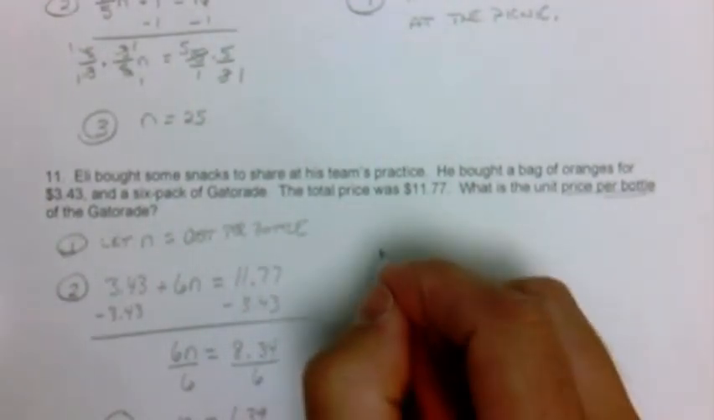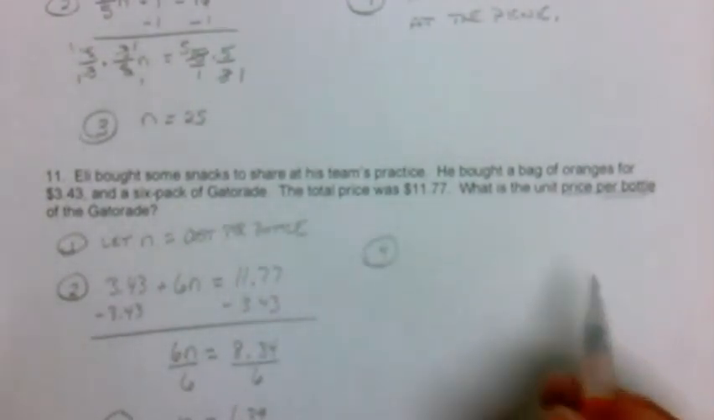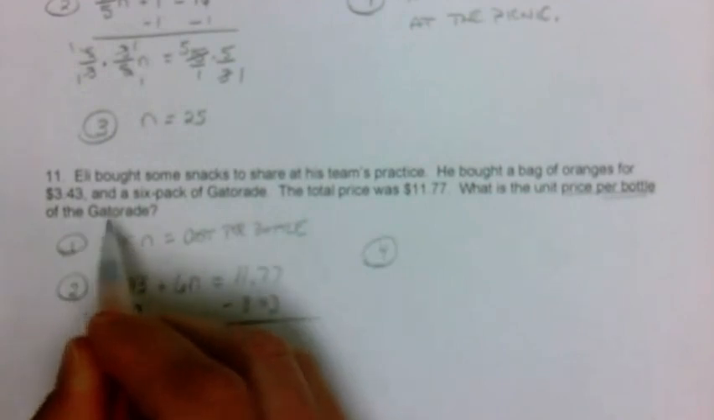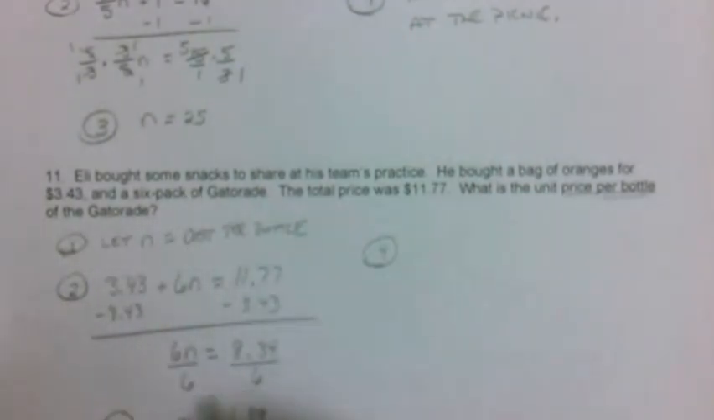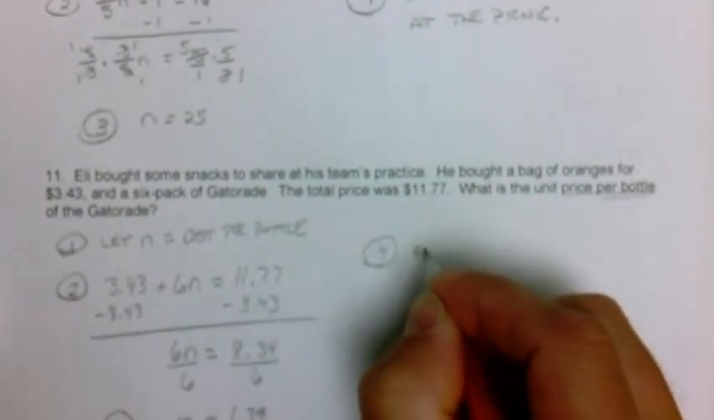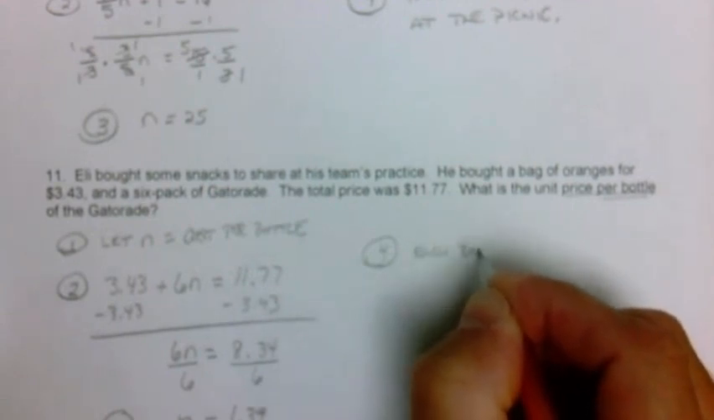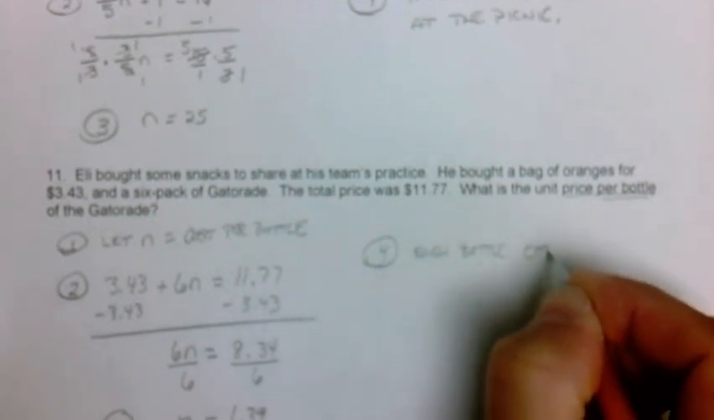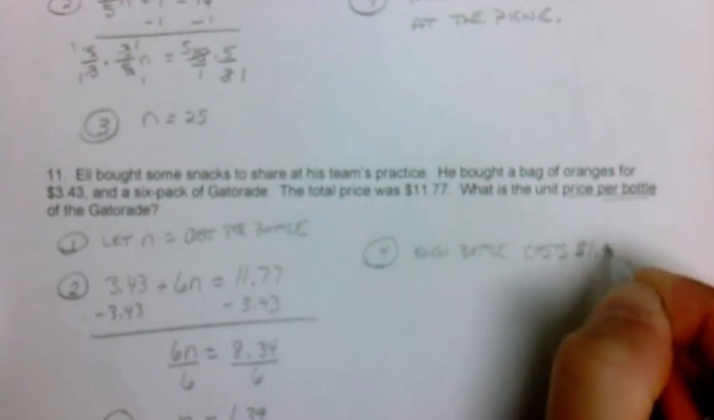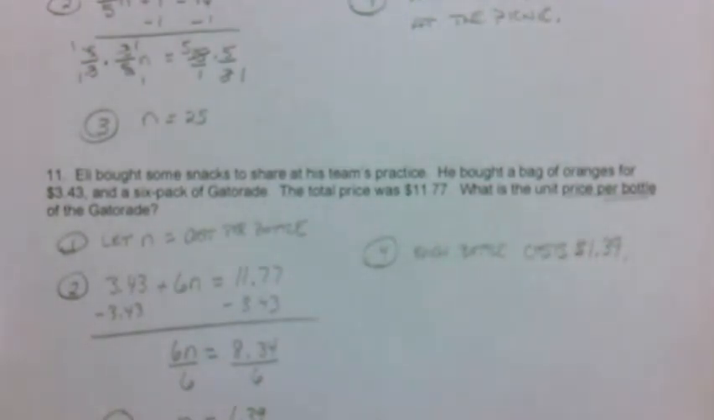Now all we have to do, step number 4, is answer the question. What was the unit price per bottle? Well, n is the cost per bottle, which we see right here. Each bottle costs $1.39. Every bottle of Gatorade was $1.39.